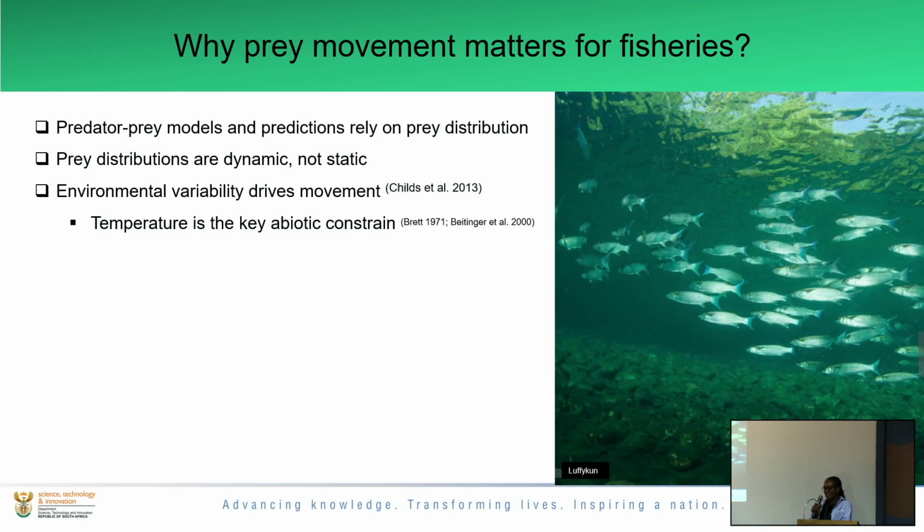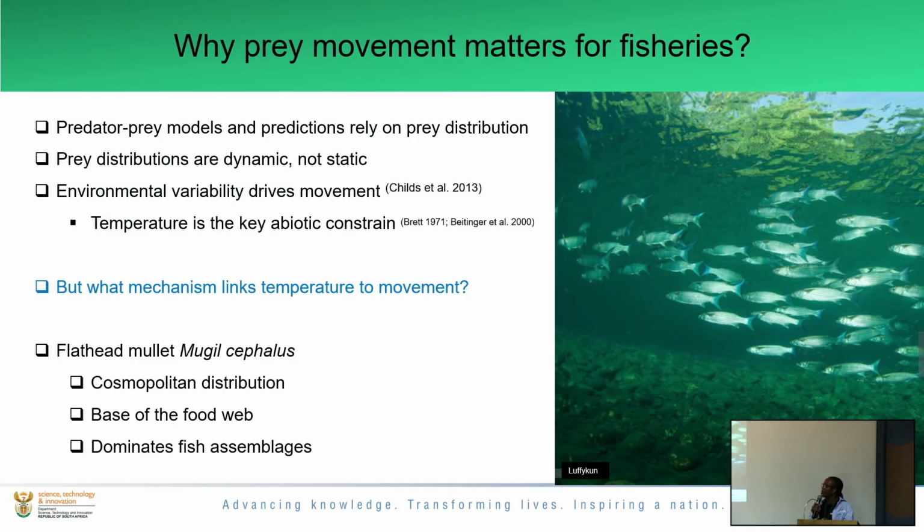So mullets and other prey species, their distribution is dynamic. It's not in the same place, as they are controlled by environmental factors. And temperature has been identified to be one of the key abiotic constraints to the movement of certain fish species. So the question here is what mechanism links temperature to movement? And I'll be using flathead as an example to try and answer that question.